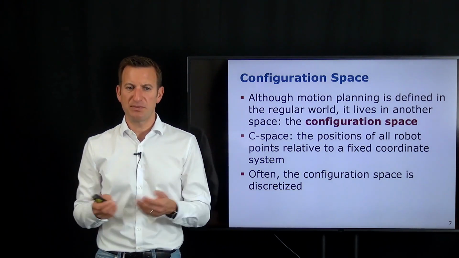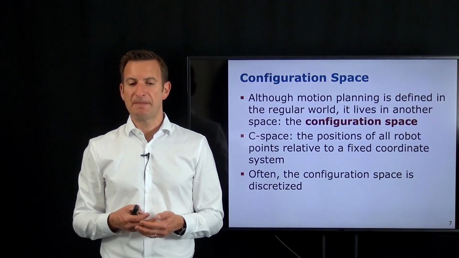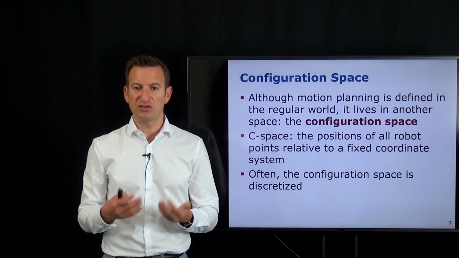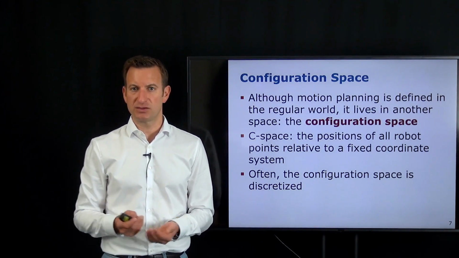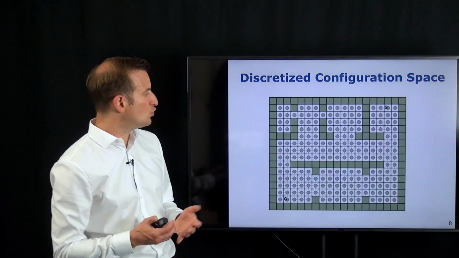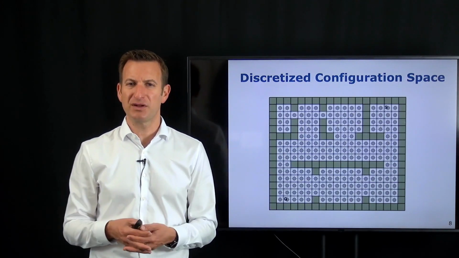So the space in which we perform the planning may be different from our real world. And quite often this configuration space is discretized, and we're using a discretized version of that space in order to perform that planning. So what does it mean? This is a short example of the 2D world and breaking down the 2D world into something very similar to a grid map.